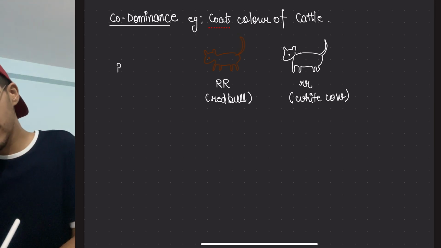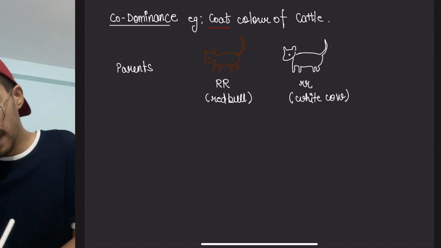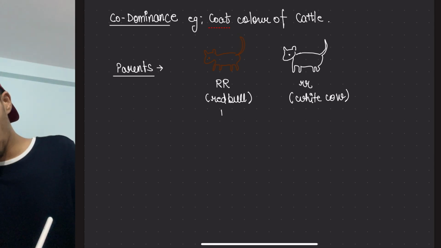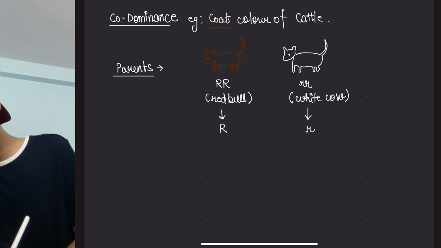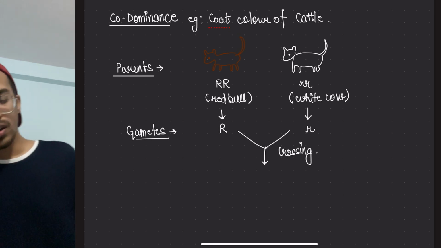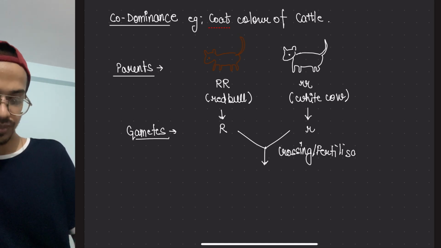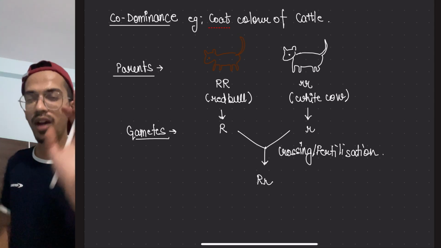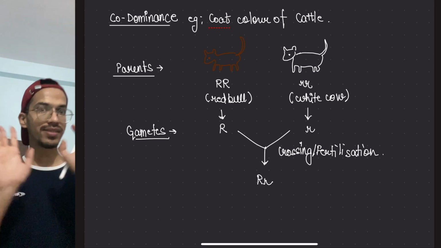If these are the parents and their coat color is so different, then their gametes would also be different. What would be the gamete here? Capital R, small r. Now when these gametes fuse together, when there is mating, crossing, fertilization, then it will form capital R, small r. Now, according to Mendel, we are discussing with respect to Mendel.